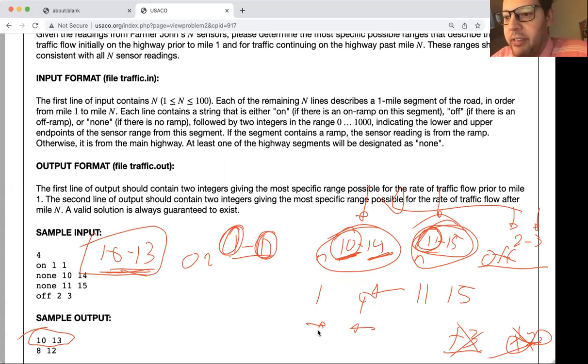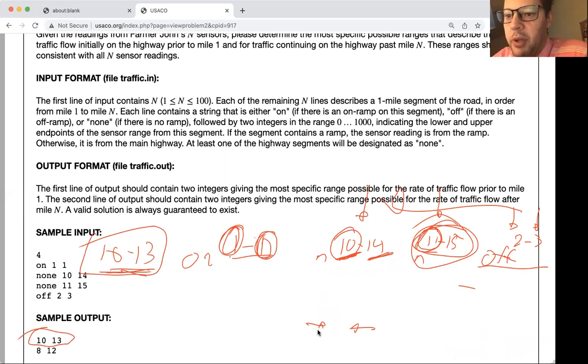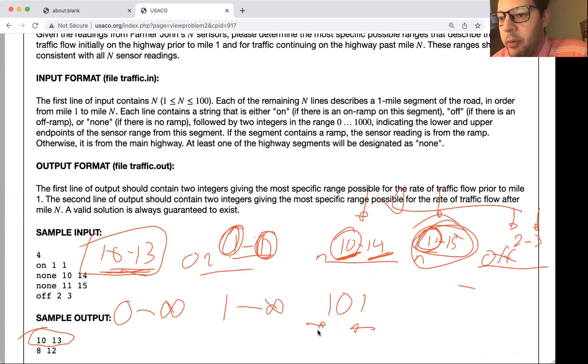Now I'm going to do the exact same thing going in the other direction. I'm going to start with 0 to infinity. Here I have one person getting on, which means I must have at least one person, so 1 to infinity. Here it's constrained to 10 to 14, so that's going to crush my range a bit, 10 to 14. Here again, taking the innermost, we want to try and limit the range as much as possible. So now I've got between 11 to 15.